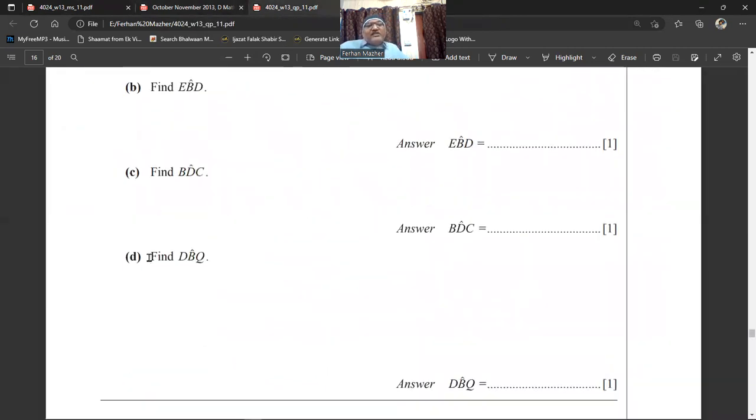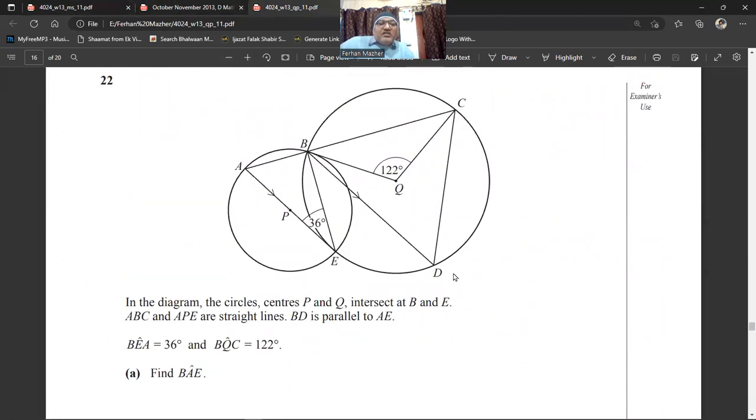Okay, then their question is find the DBQ. DBQ. Okay, they want me to find out this angle. So there can be many methods, but I adopted this method. You see this BQ, that's radius, CQ, that's radius. So this is an isosceles triangle. This is 122. I can find this angle, CBQ, BCQ. Let me say this is alpha, this is alpha.